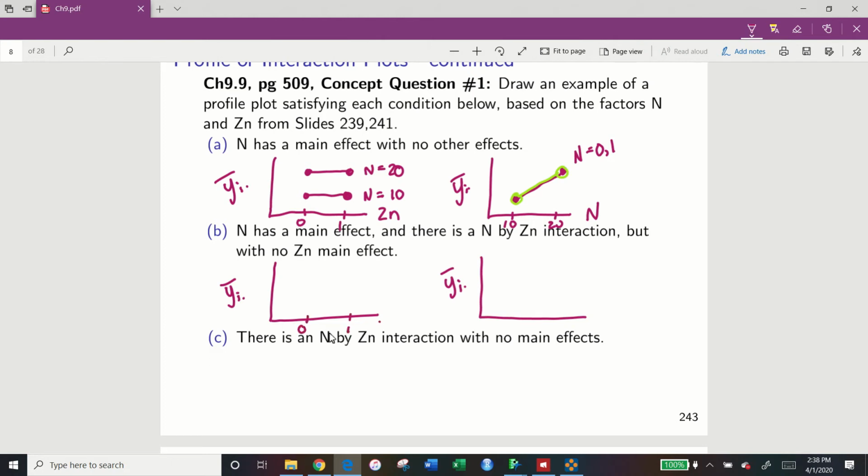Same as above, we'll put zinc on the left and nitrogen on the right. Okay, now we're ready to draw our lines. If you recall from slide 242, I said if we have an interaction effect, you should see lines that either intersect or come close to intersecting.